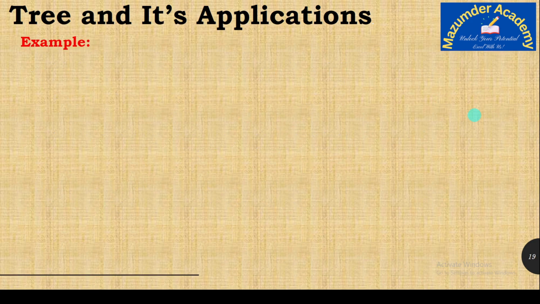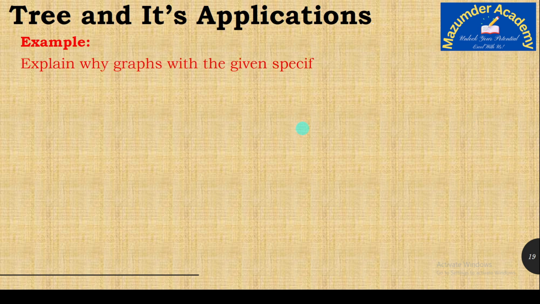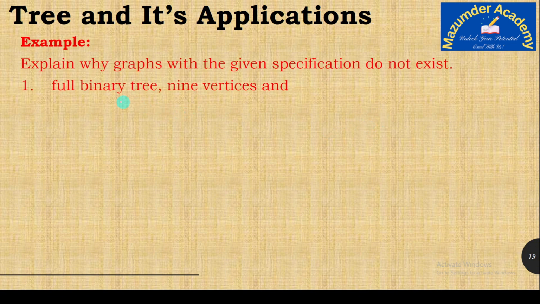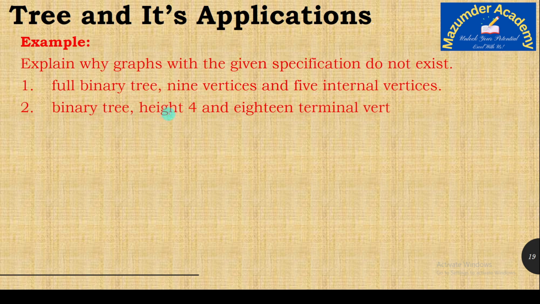Next we will see an example. Explain why graphs with the given specification do not exist. First question is, a full binary tree with 9 vertices and 5 internal vertices. Second question is, a binary tree of height h and 18 terminal vertices. Okay, so let's start answering one by one.